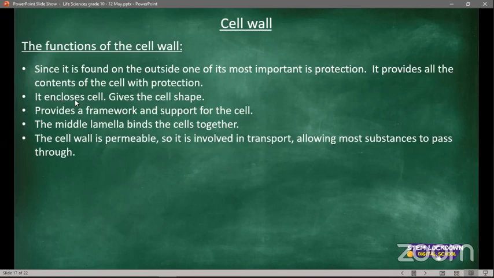It encloses the cell, giving the cell its shape. So it provides shape, it provides protection. It also provides a framework and support for the cell. The middle lamella binds the cells together. And lastly, the cell wall is permeable, so it is involved in transport, allowing most substances to pass through it. So these are the functions of the cell wall.